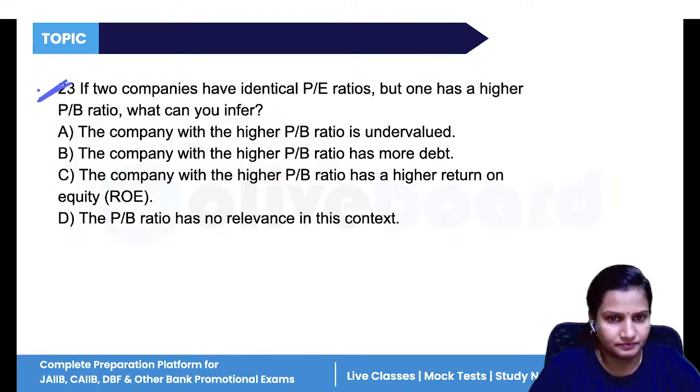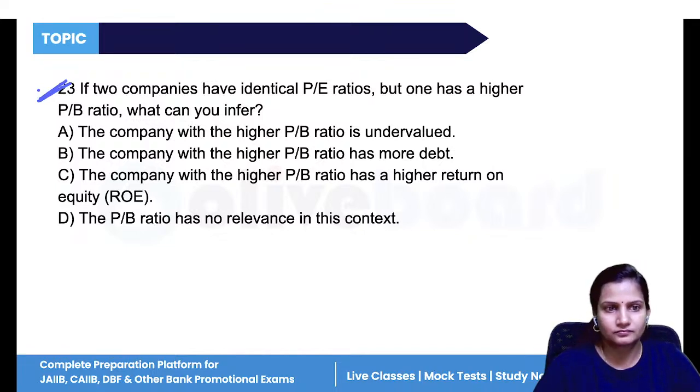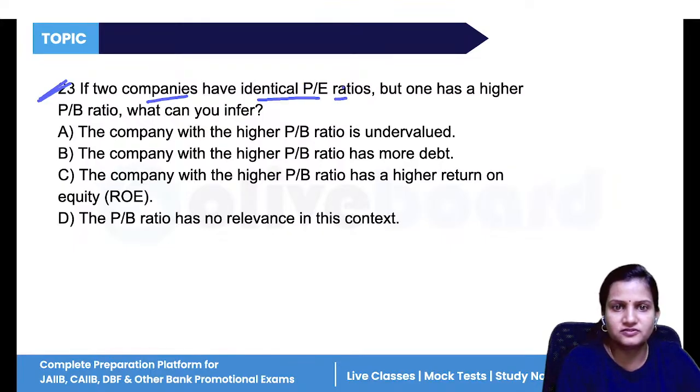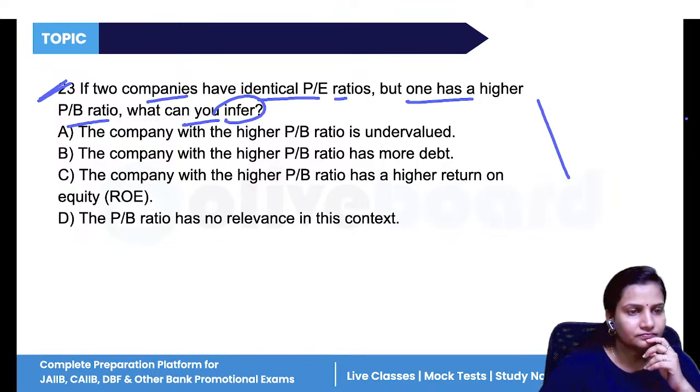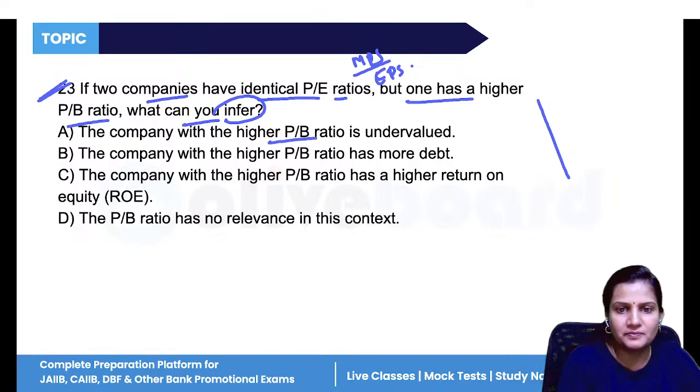Now, question number 23. If two companies have identical PE ratios, price to earning ratios, but one has a higher PB ratio, what can you conclude from this? PE ratio is what? MPS upon EPS. And price to book value is MPS upon book value. So the company with higher PB ratio is undervalued. If its price to book value is higher, it is undervalued.